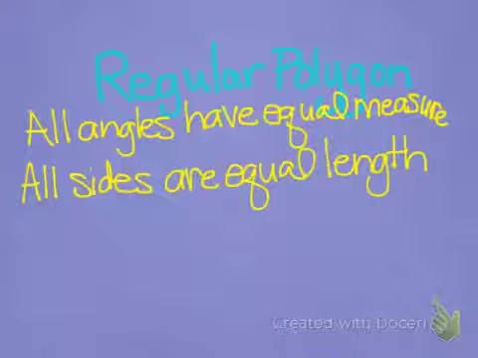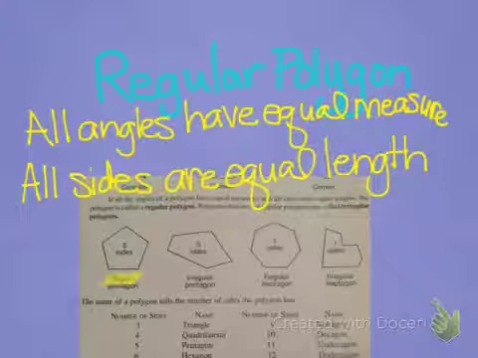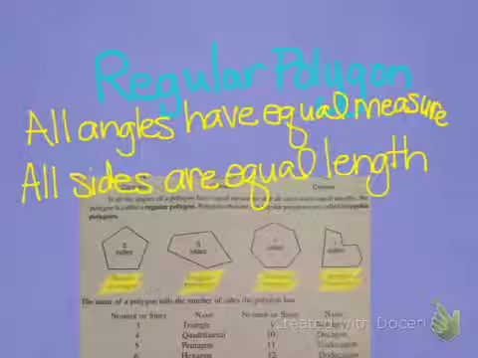A regular polygon has all angles of equal measure and all sides of equal length. In the book, there are drawings of regular polygons. This is a regular pentagon, and this is an irregular pentagon. This is a regular heptagon, and this is an irregular heptagon. In the regular figures, all of the angles are the same and all of the sides are the same. If it's irregular, that's not the case.